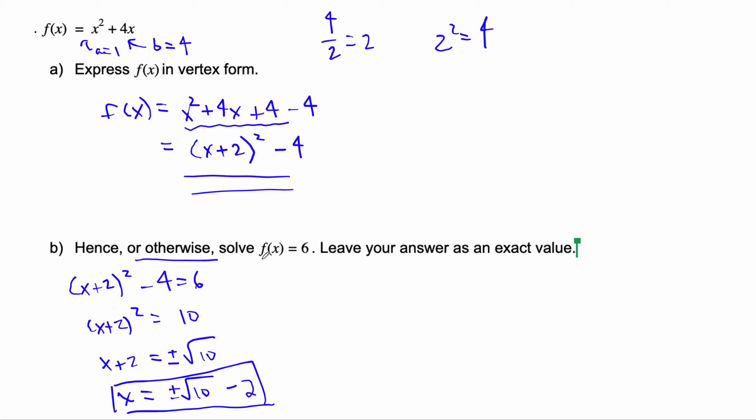Now it says hence or otherwise. There are other ways of solving this. So, for example, some of you may have preferred to use the original equation, which was x squared plus 4x. So let's say we had x squared plus 4x equals 6. Subtract 6 from both sides.